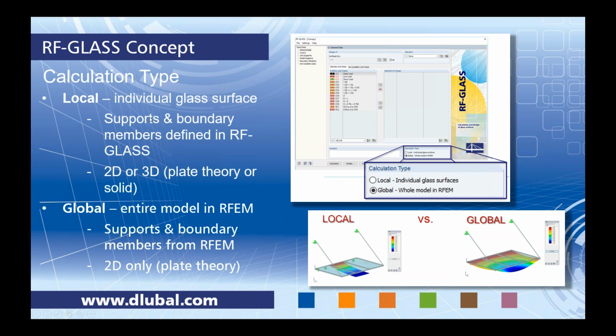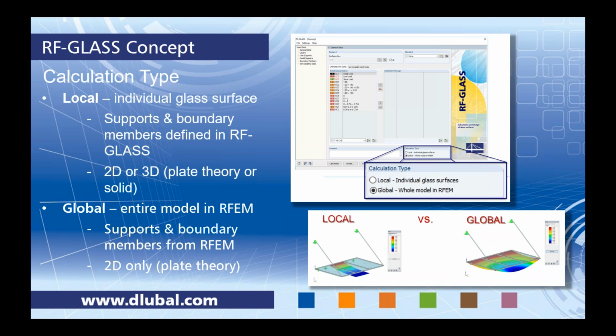So the first being a local calculation. That is where an individual glass surface is analyzed in RF glass. Despite having any supports or boundary members drawn in RFEM, we have to redefine those supports and boundary members in RF glass. And with the local calculation, we can either do a 2D or 3D plate theory or solid analysis. And with insulated glass, this always falls under the local calculation because, like I said, we can only do a 3D analysis type with insulated glass.